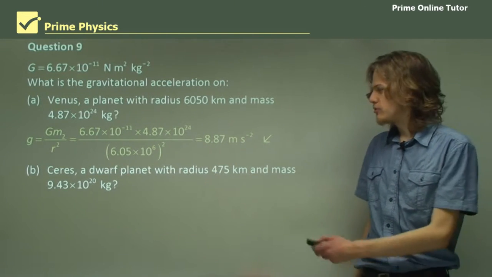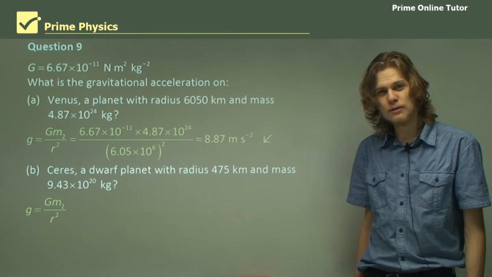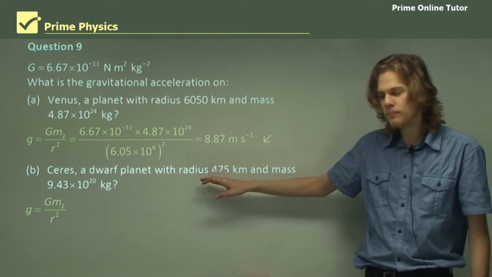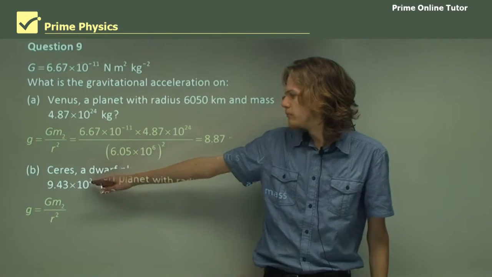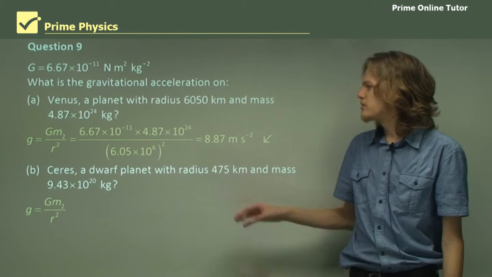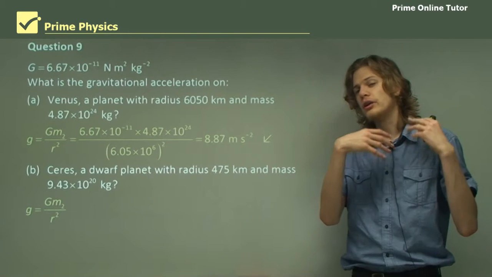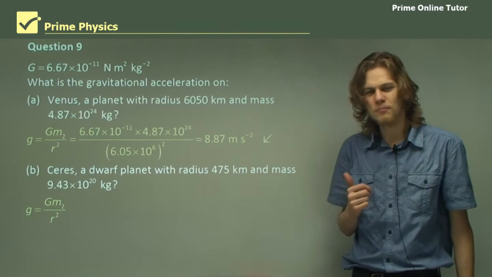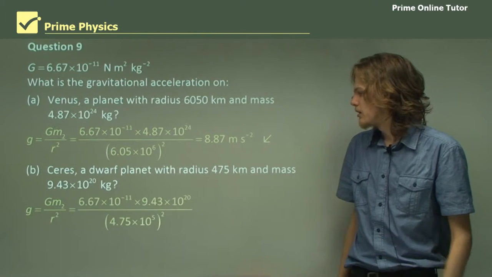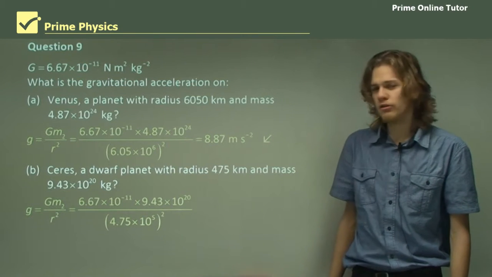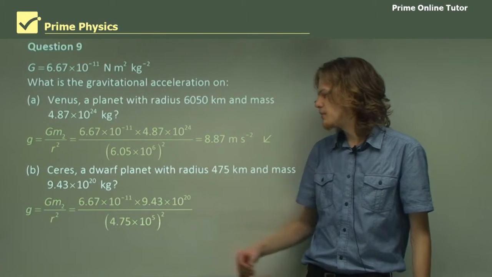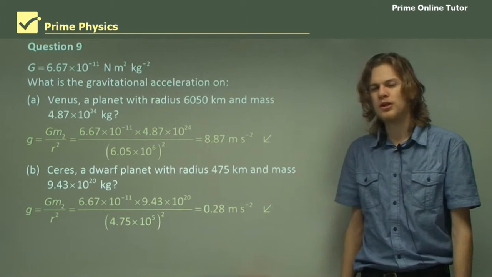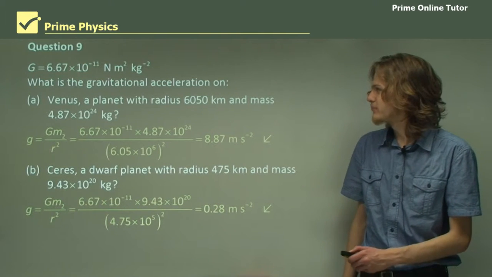So once again, we can use this equation to find the gravitational acceleration. And now instead of substituting in these values, we substitute in these values. So our mass will be 9.43 times 10 to the 20, and our radius will be, because we're converting it into meters, 475,000 meters. Right, so there we go. 475,000 meters is the same as 4.75 times 10 to the 5. And this evaluates to 0.28 meters per second squared. A lot smaller than Earth's gravity.